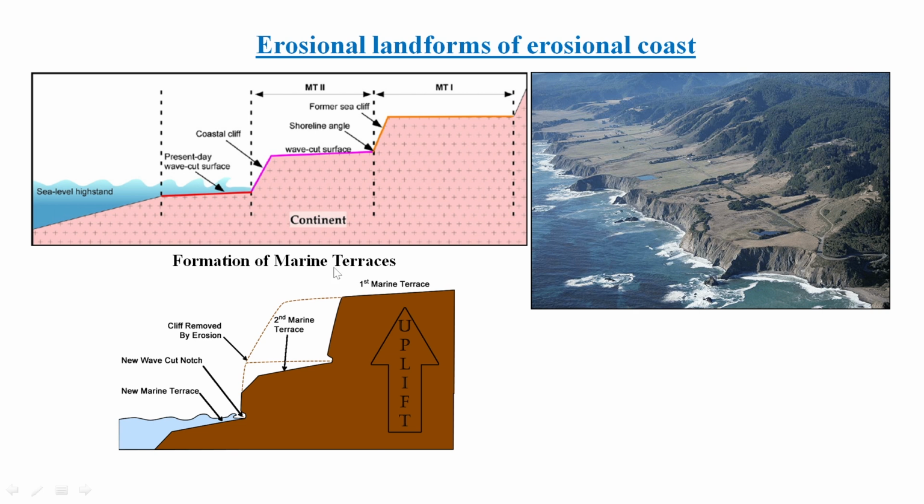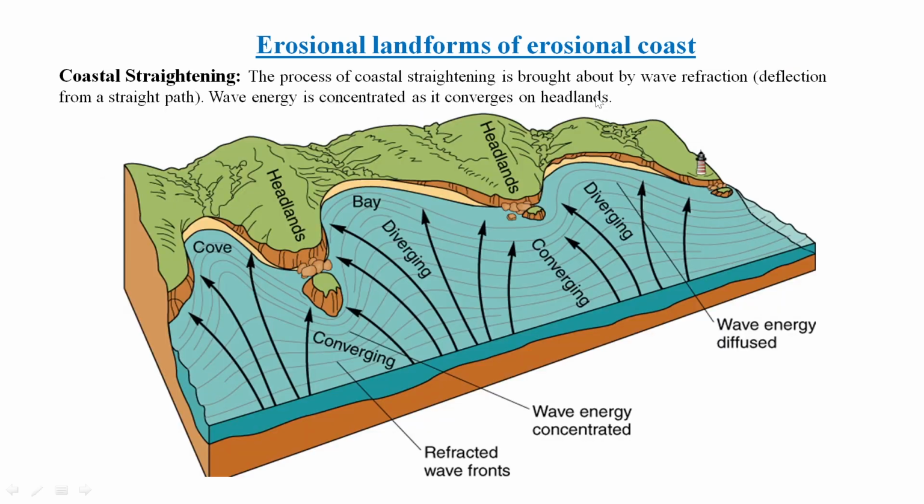Again if I look at this diagram as well, in that case also you can see there is an upliftment here leading to the uplift of the first marine terrace, and now you have a second terrace, and then again you have a third new terrace that is forming right now. So you can understand these processes of the presence of marine terraces in some of the coastal regions.